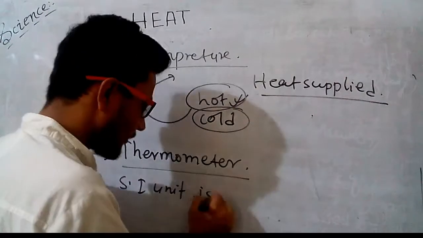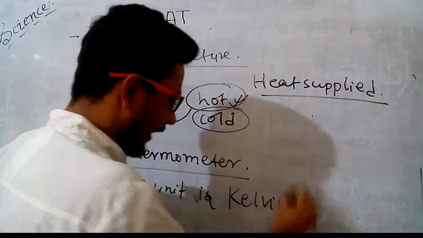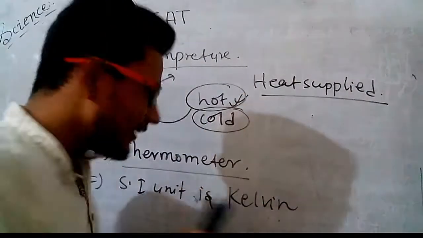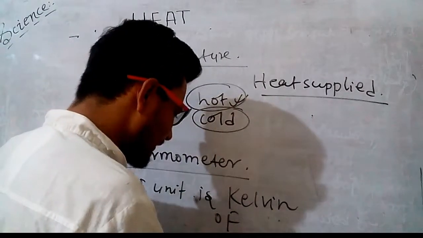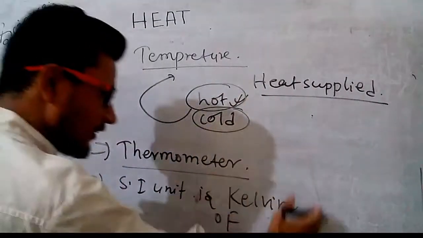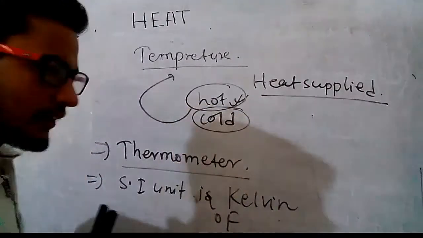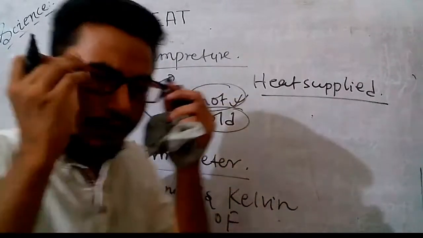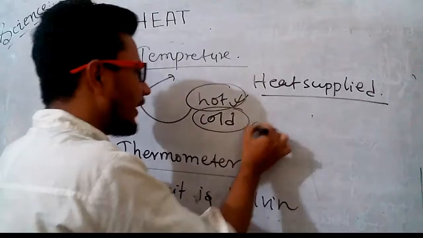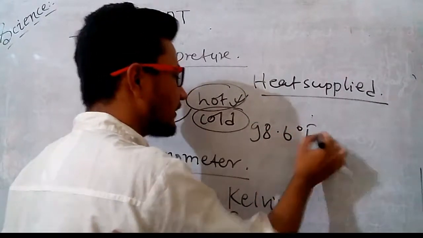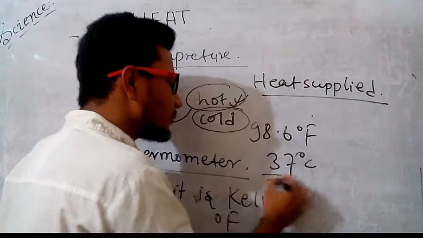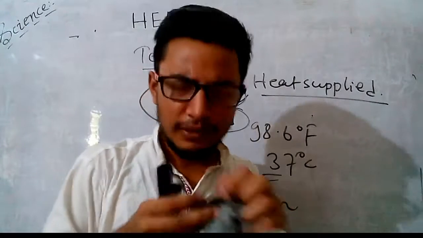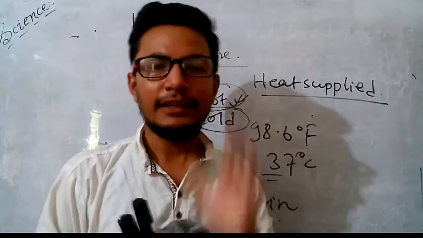Its SI unit is Kelvin. And in other systems, it is also measured in degrees Fahrenheit and degrees Celsius, and these are the fundamental units of temperature. So generally temperature is measured in Celsius, Fahrenheit and Kelvin, and normal human body temperature is 98.6 degrees Fahrenheit and 37 degrees Celsius. So this is all about heat and temperature, and I hope you know the difference between heat and temperature. And thank you for watching.